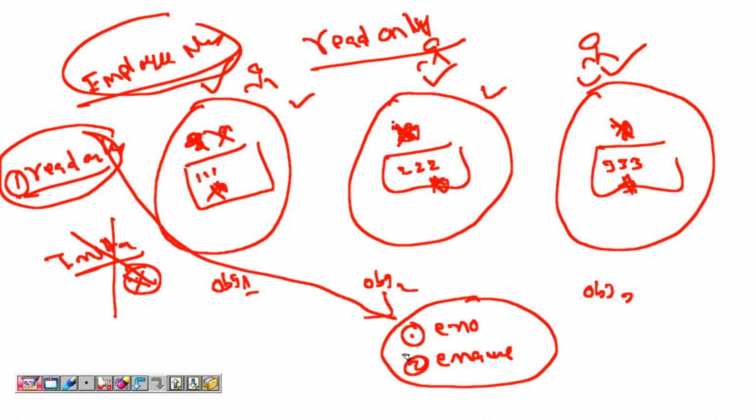Compulsorily we have to go with read only. What about employee salary? It will change. Employee salary will be changed. That's why employee salary has to go as an instance variable. So in the employee class, which are read only and which are instance variables? ENO is read only, and ESAL is an instance variable.